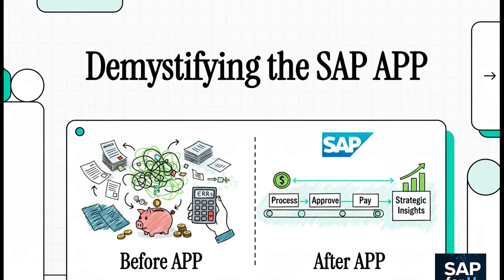Welcome to the Explainer. All right, let's talk about a huge pain point for so many businesses, accounts payable. If it feels like you're constantly fighting a never-ending mountain of invoices, then you're really going to want to see this. We're going to break down how the SAP Automatic Payment Program, or APP, can take all that chaos and turn it into smooth, automated control.